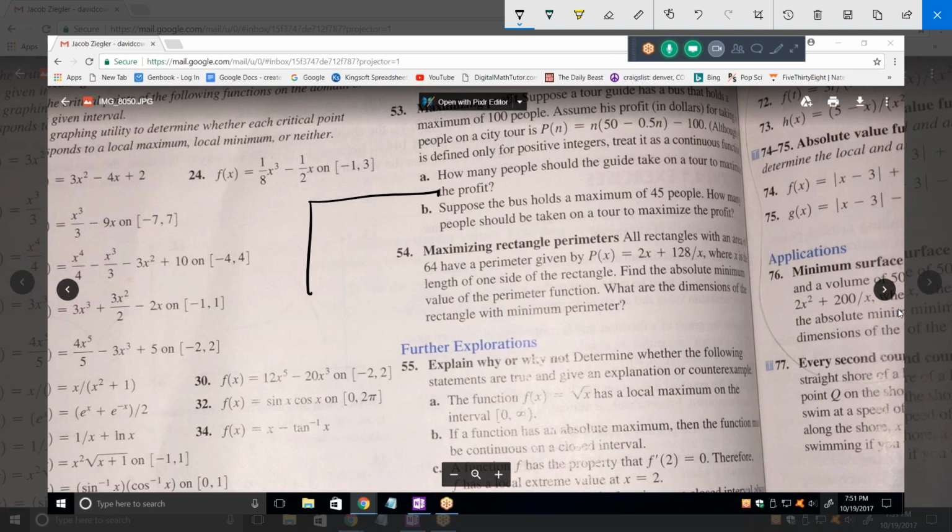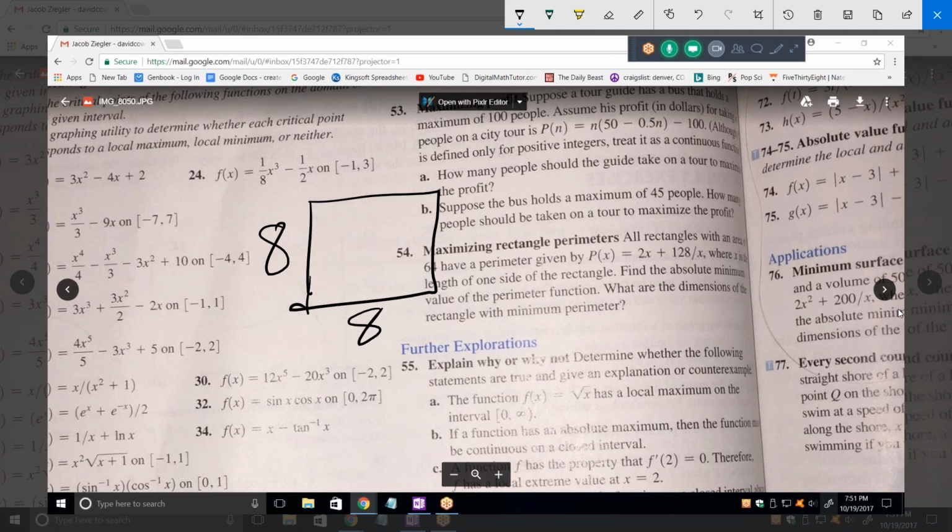So my rectangle must be a square. If I know that the minimum perimeter comes when one side of the rectangle is 8 and the area of the rectangle is 64, then the other side has to be 8. So the dimensions of the rectangle with a minimum perimeter are 8 by 8. It's a square.